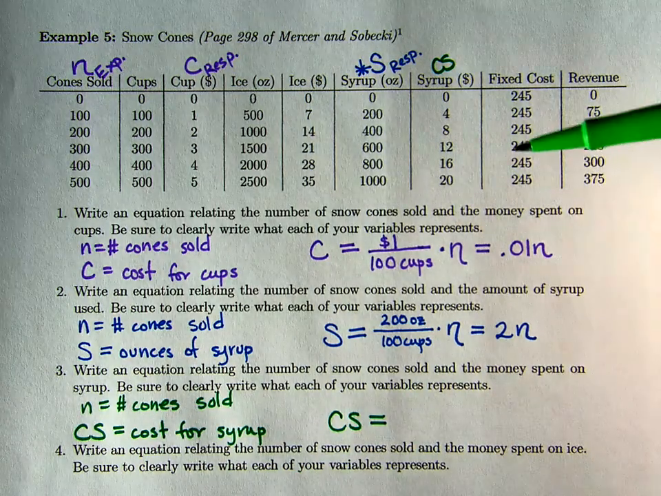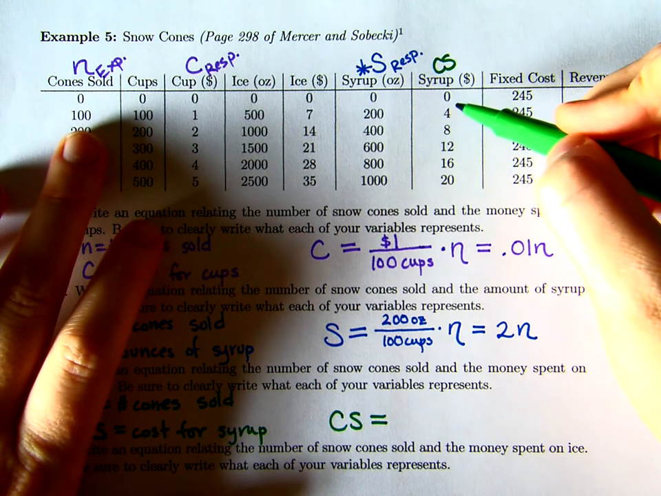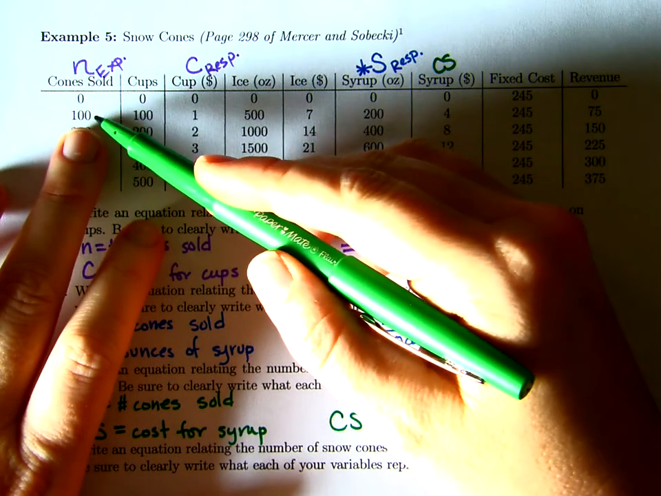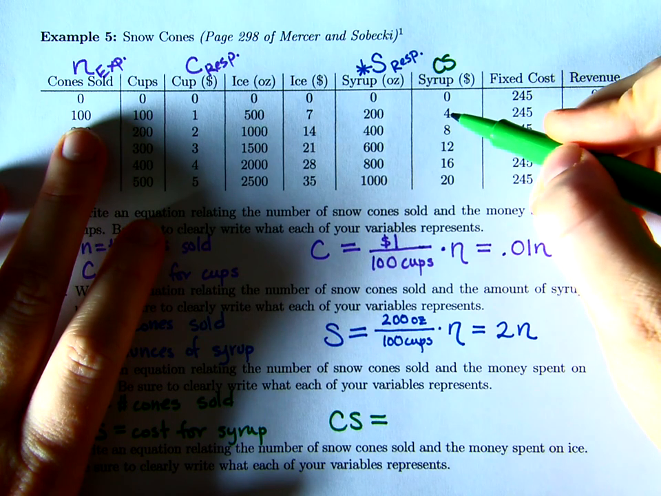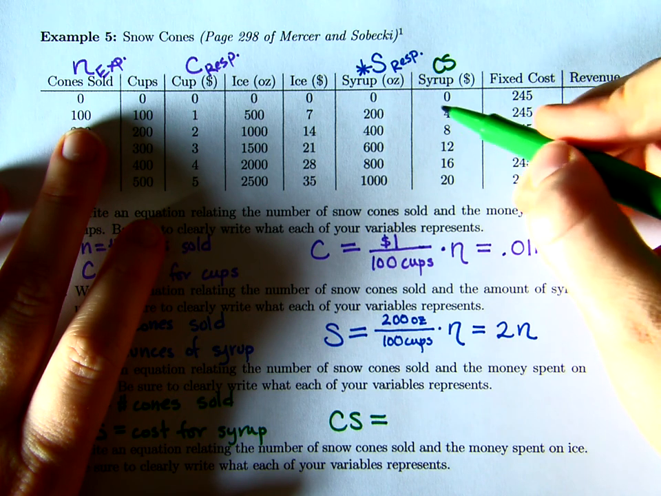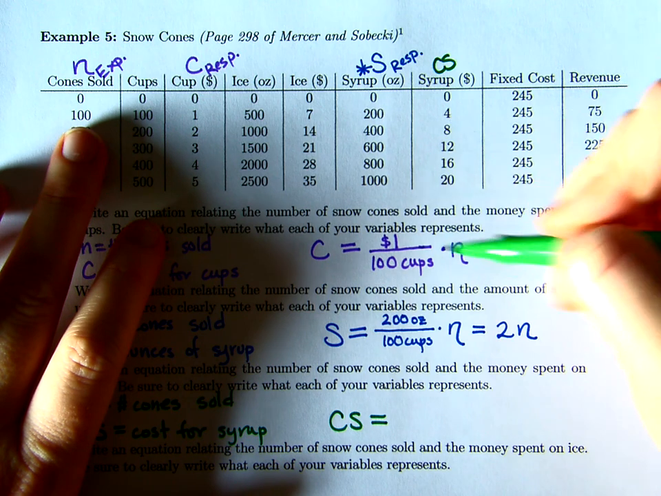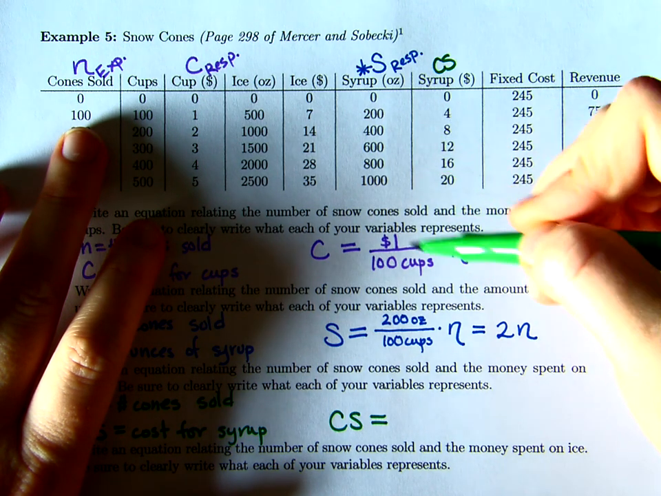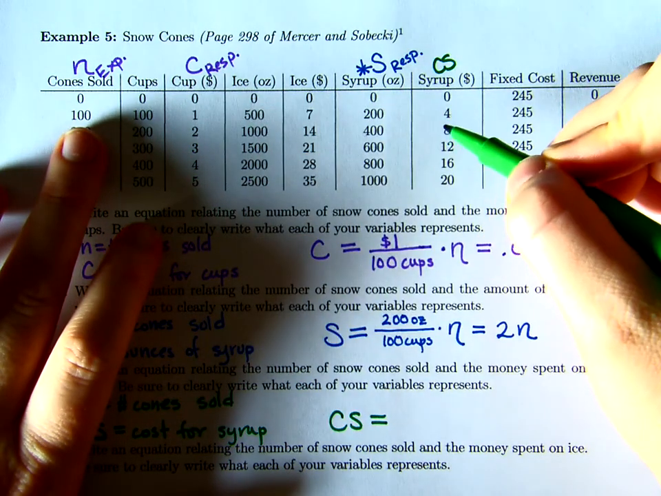CS is going to be, okay, well, let's see here. For every 100 snow cones sold, it costs us $4. Which is 400 pennies. It's like 4 cents. So going back to this being 1 cent a cup, this is like 4 cents a cup.